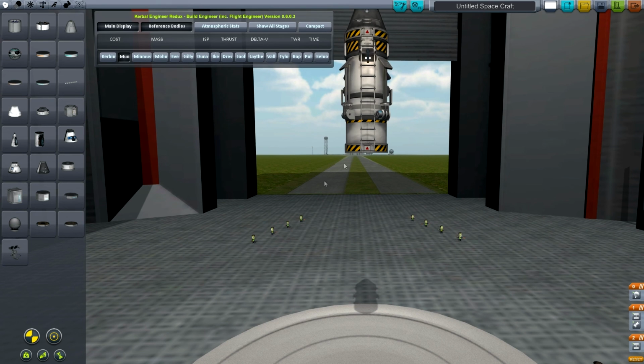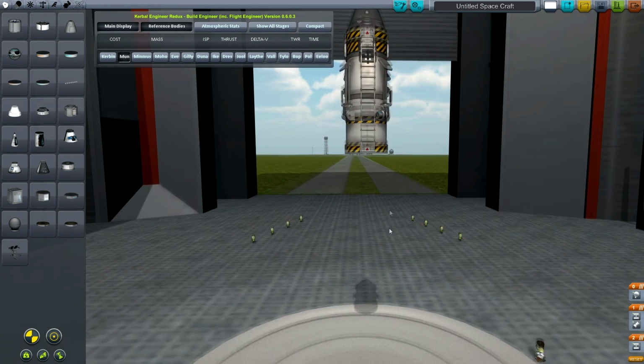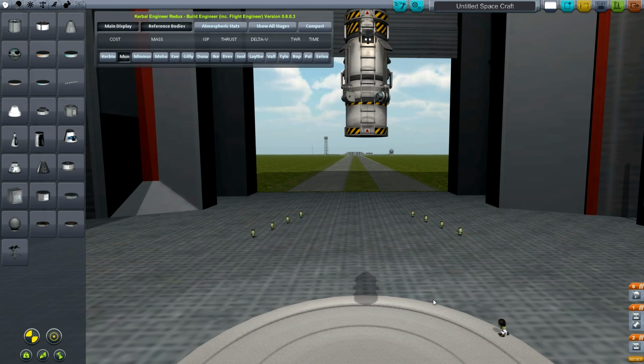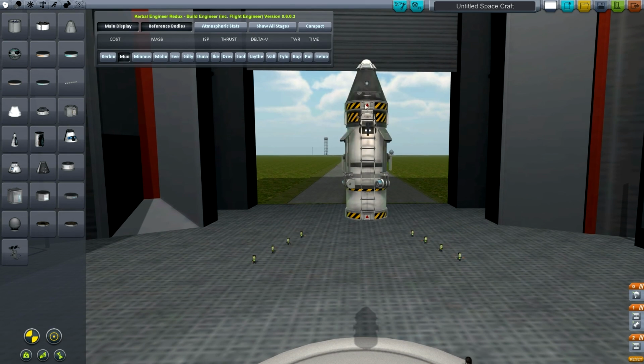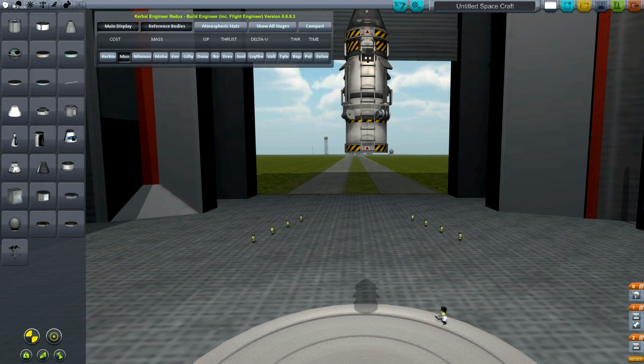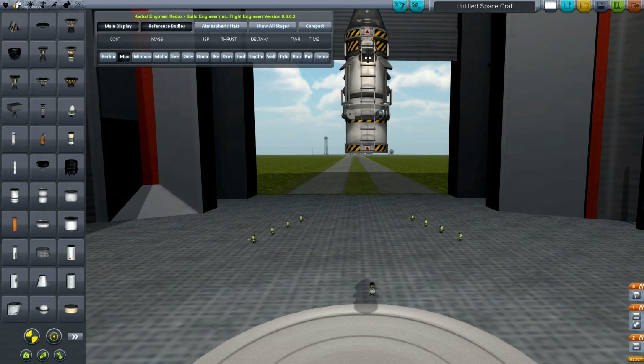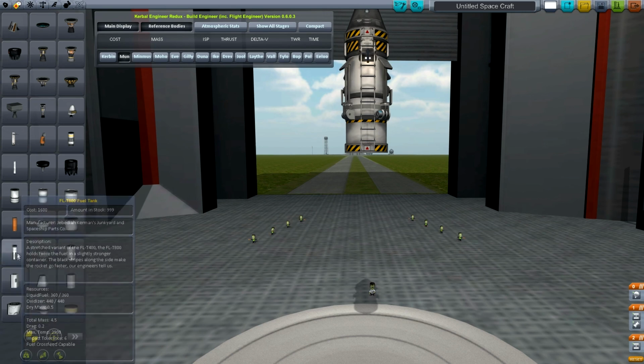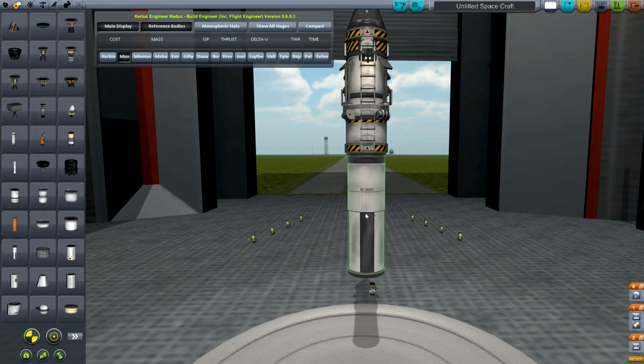So when we put a stage below here, this stage won't be firing. So that stage not only has to do all the work to lift itself, but also to lift the stage above it. So this is where you start needing to worry about engines with more thrust to maintain a thrust to weight ratio. So let's put one of the T800s on there.